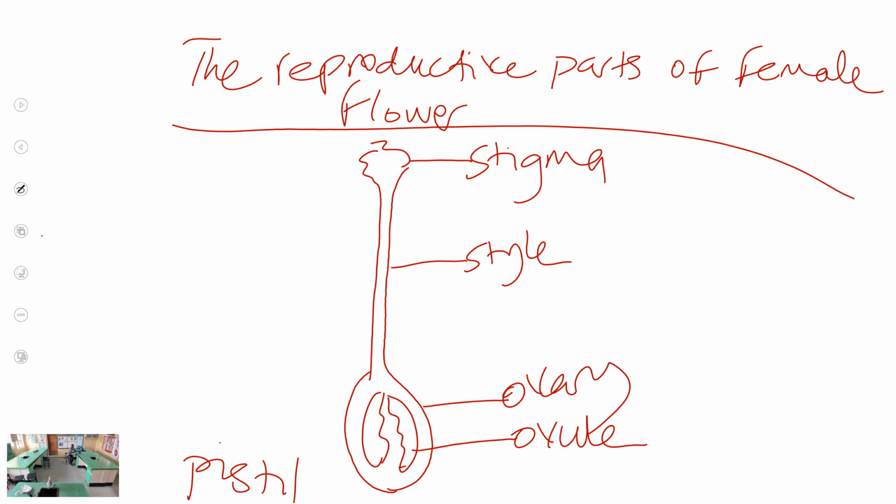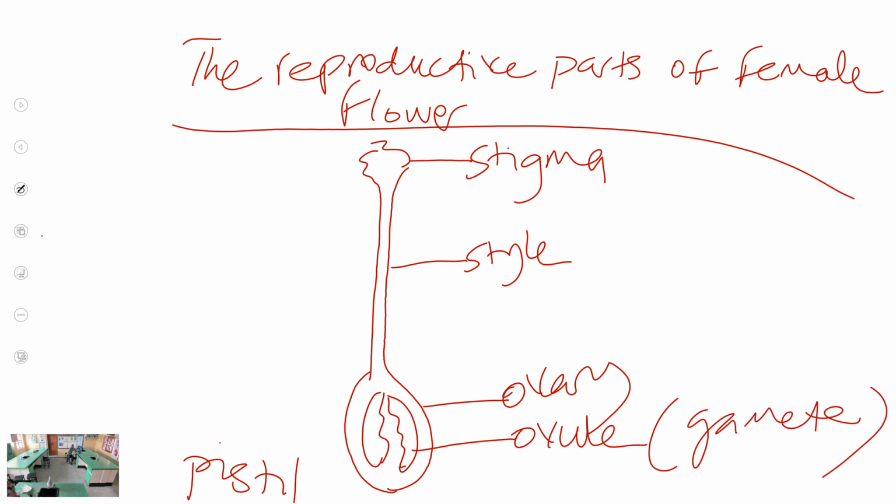Now, just like when we treated the human reproductive system, we saw that it is made up of various parts. In the same vein, we have the female reproductive part of a flower, which consists of the stigma, the style, the ovary, and the ovule. Now, what are the functions of these parts? The stigma is what receives the pollen grain during pollination. The style contains the pollen tube, which connects the stigma down to the ovary. The ovary houses the female gamete, which is called the ovule.